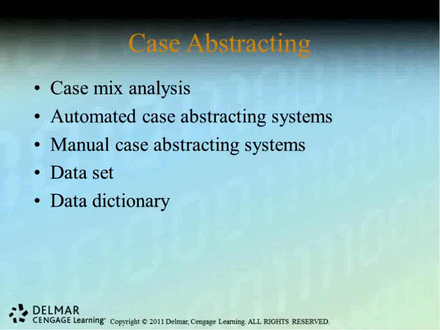All right, now the discussion moves to what we call case abstracting, and this occurs a lot in your HIM department, and that's basically pulling information from your records for different types of uses. And it could be automated abstracting or manual abstracting. You're collecting, capturing different types of information for many different purposes. For reimbursement purposes, we could be abstracting information.